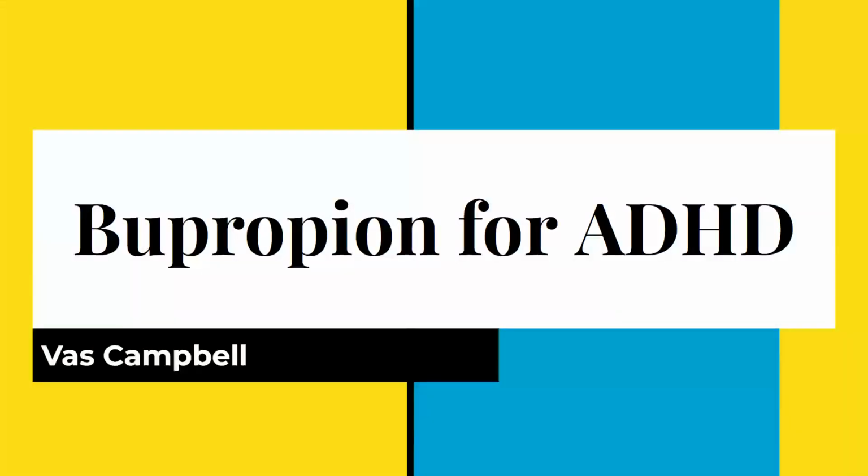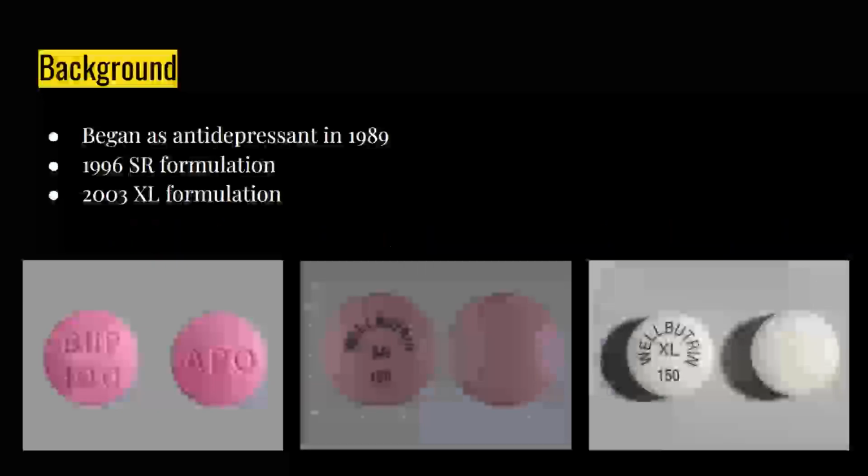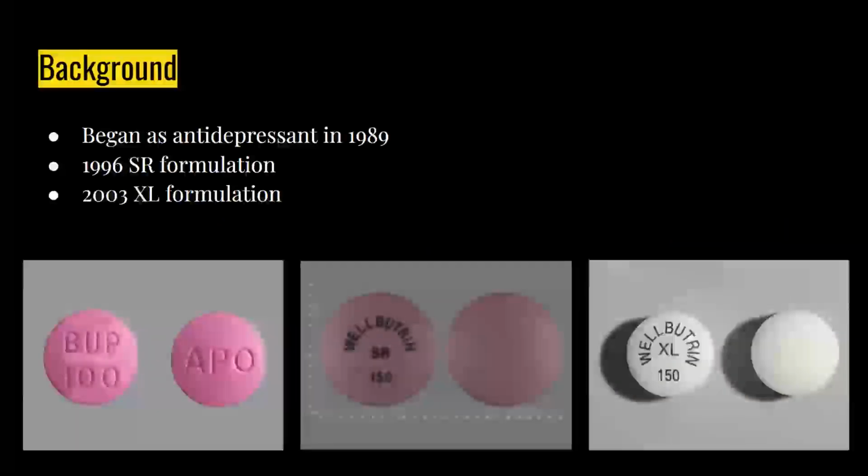Today we'll be talking about bupropion as a treatment for ADHD. Bupropion has its roots as an antidepressant for the treatment of major depressive disorder. It was first sold as an immediate release form in the United States in 1989.